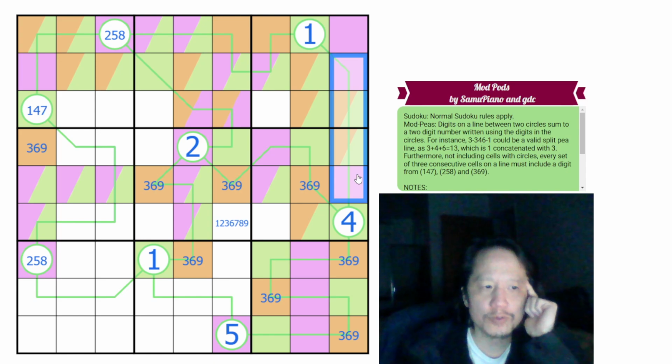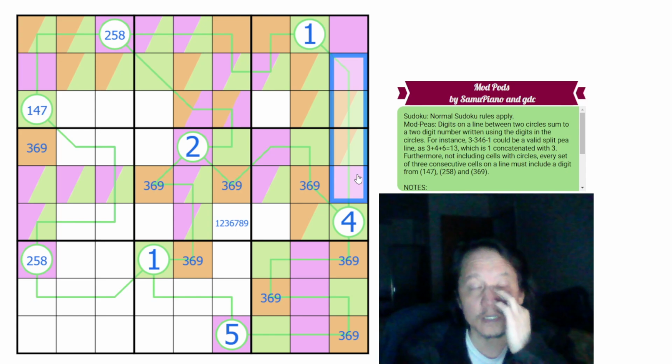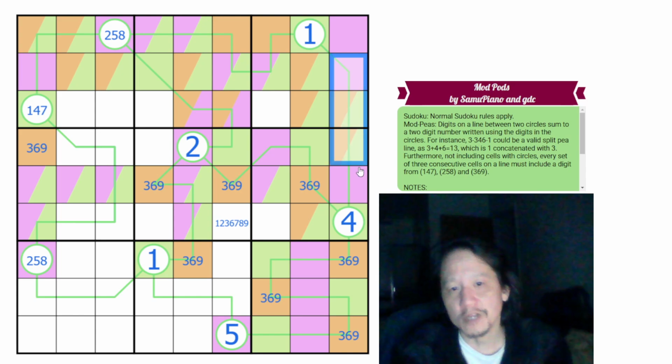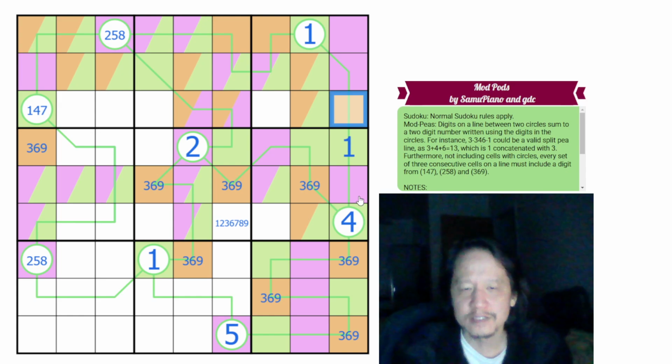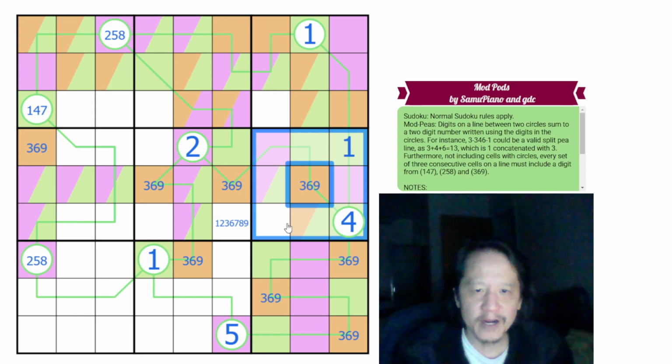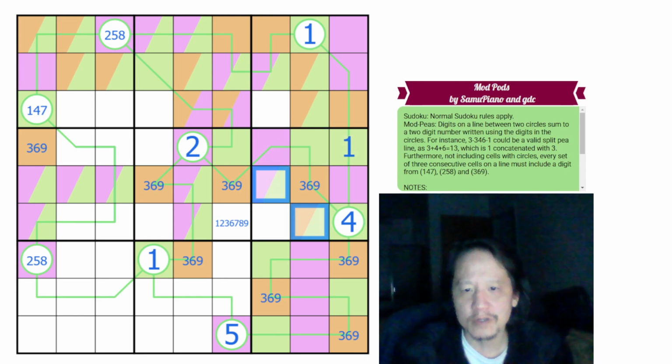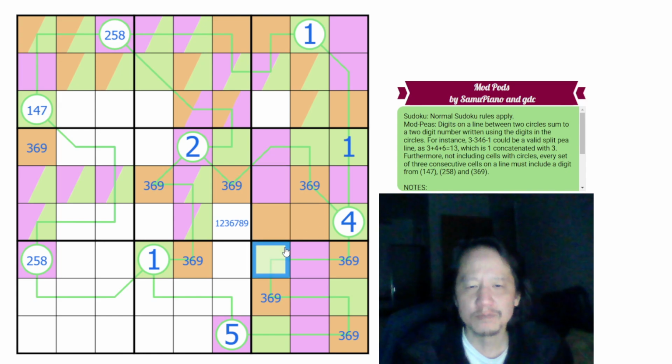No. It's 2, 3, 5, and 6 at minimum, which would be 16. So therefore, you need a 1. Cannot be here. Therefore, this must be a 1. And it cannot be orange. Therefore, this is green, which means this can't be green. This has to be the orange. So we have 3 greens now in box 6. The rest of the box cannot be green. So this has to be orange. This is pink. This becomes orange then because we need 3 oranges.